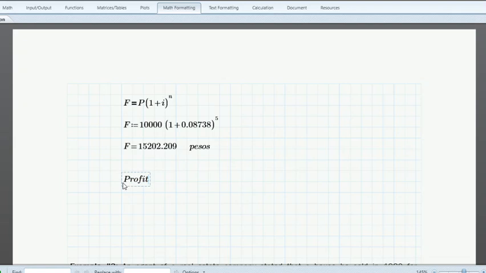So, we have profit is equal to, syempre, yung future value nung pera mo na ininvest, which is 15,202.209, ibawas mo doon or i-minus mo, magkano ba yung ininvest mo? 10,000. So, we will know kung magkano yung kinita niya talaga. So, profit is equal to 5,202.209 pesos. So, ito lang yung amount na kinita nung investment mo. Okay? So, done yung solution for example number 2.